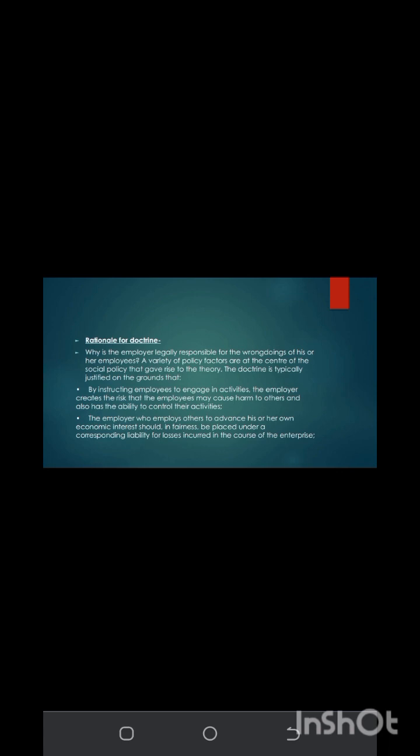Rationale for the doctrine: why is the employer legally responsible for the wrongdoings of his or her employees? A variety of policy factors are at the center of the social policy that gave rise to the theory. The doctrine is typically justified on the grounds that by instructing employees or engaging in activities, the employer runs the risk that the employees may cause harm to others, and also has the ability to control the activities. The employer who employs others to advance his or her own economic interest should in fairness be placed under a corresponding liability for losses incurred in the course of the enterprise.